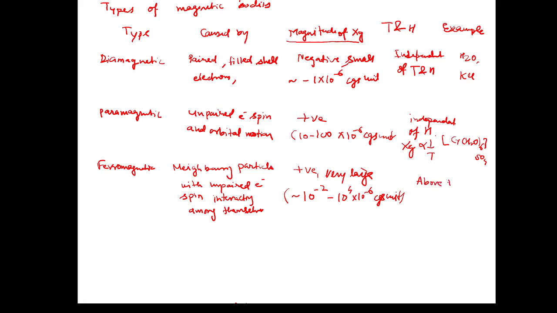What is the TC? Above TC, chi g is inversely proportional to T, but below TC, chi g rises abruptly. Okay, so examples are metallic 3D metals like metallic iron.